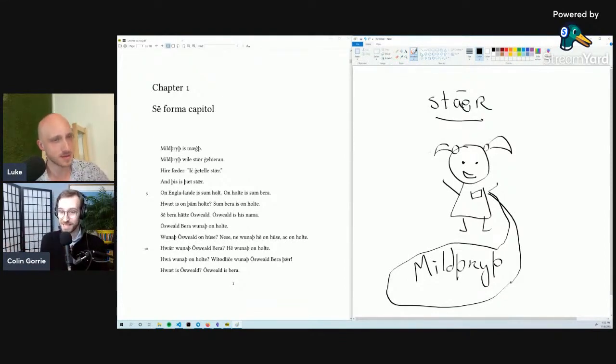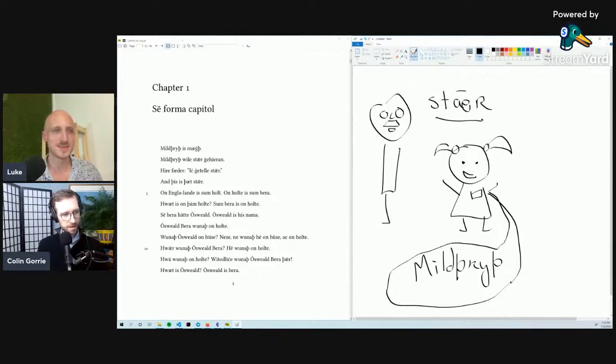That's there. Here fader. Mildred fader. Ich je telle stær. And nu, look, ich je telle the stær be Oswald Beran. And this is that stær. Good.